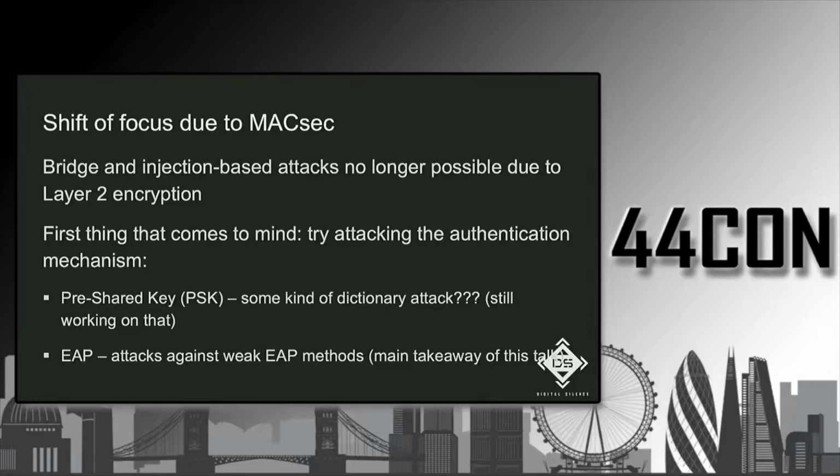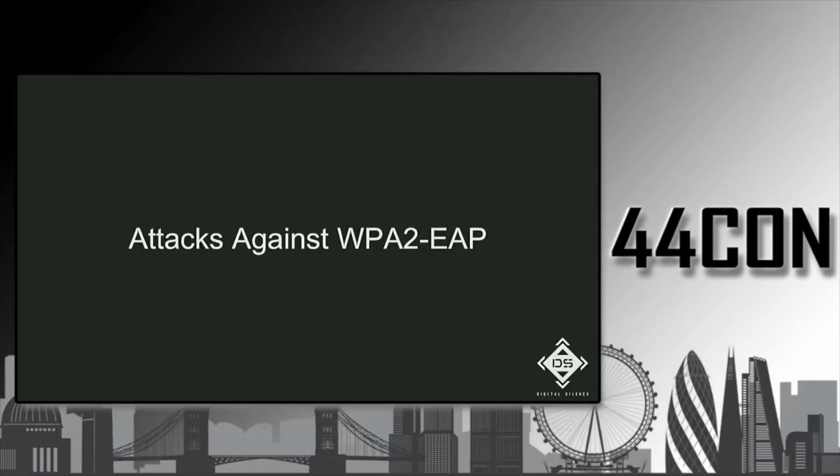So I guess the first thing that comes to mind is to try attacking the authentication mechanism. And this is pure conjecture, but I would assume that some kind of dictionary attack against the PSK variation would be at least worth exploring. I haven't fully delved into doing that yet, so I can't tell you one way or the other. But the other one that's kind of obvious is to try attacks against weak EAP implementations, which is the main takeaway of what we're going to talk about.